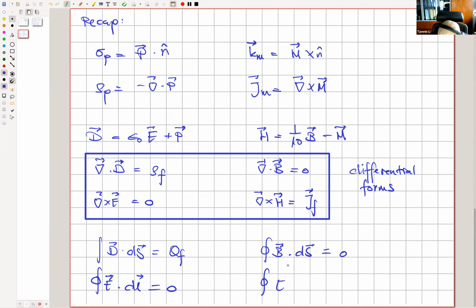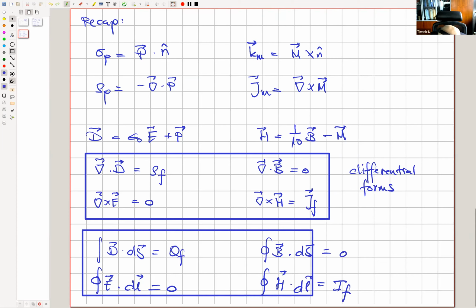Now we have that the integral of H dot dl equals the total free current. These are the new integral forms.